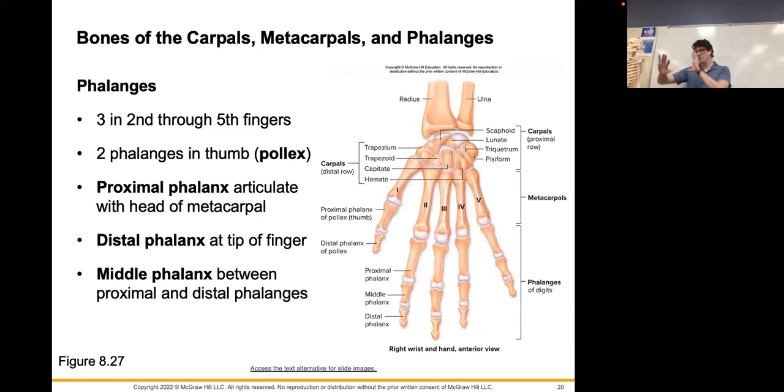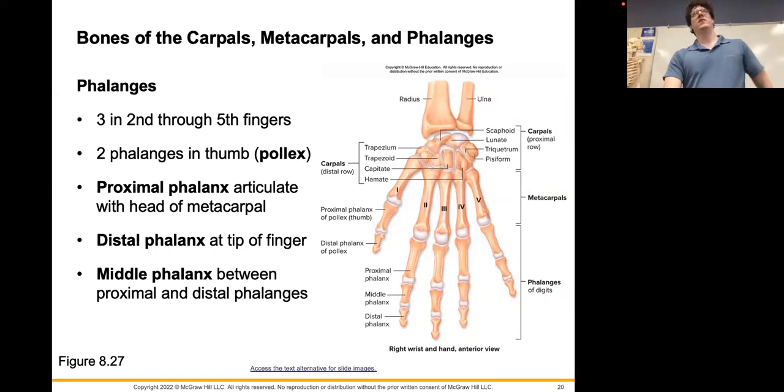Now, once we get into the hand, we have three major divisions. We have the bones of the wrist, which are going to be the carpals. Then we have the bones of the hand, the fleshy bit of your hand. These are going to be your metacarpals. And then finally, we get to the bones of the digits. The bones of the digits are the phalanges. Bones of the hand are the metacarpals, and the bones of the wrist are the carpals. A good way of remembering this would be carpal tunnel syndrome.